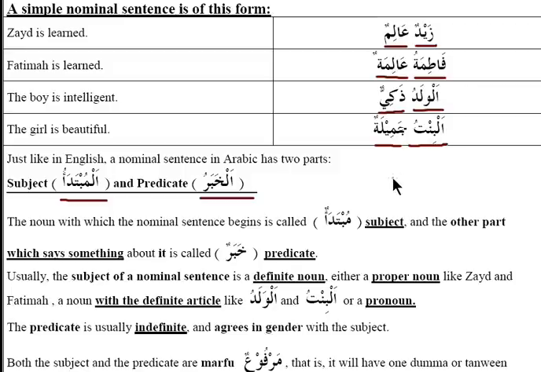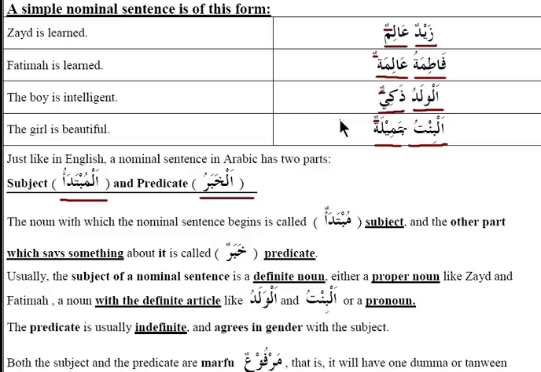And also the khabar most of the time is indefinite. So if we look at the endings, they all end in tanween, the two dhammas. So as you can see, they've all got tanween. That means they are indefinite. And usually the khabar, or the predicate, is indefinite.